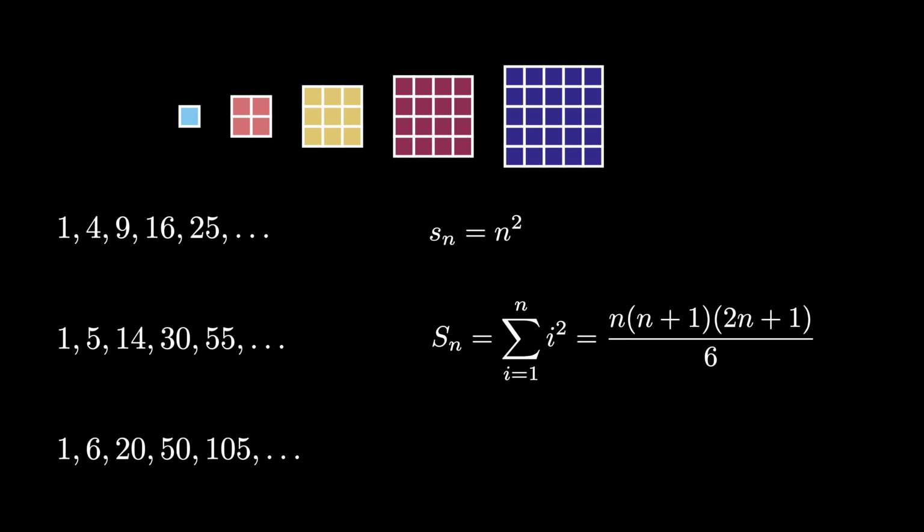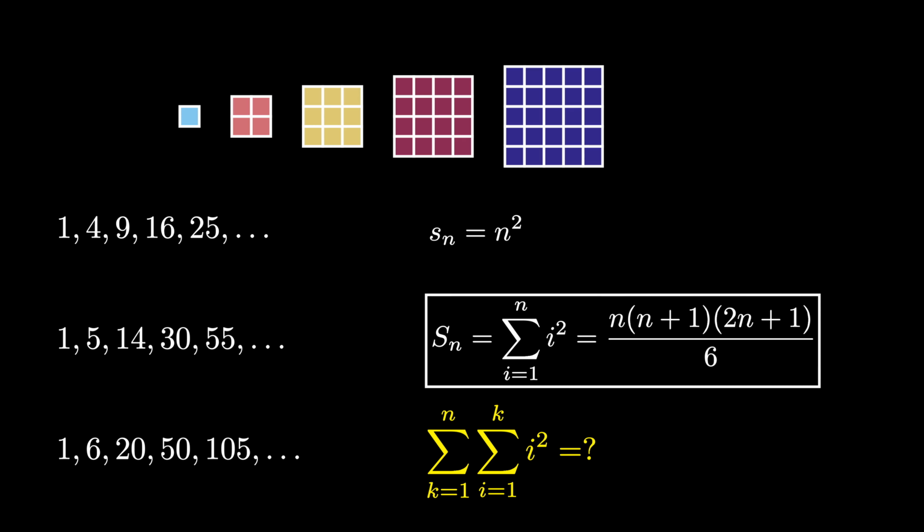Is there a visual technique that can compute a closed form for this sequence? That is, can we find the formula for the sum where k ranges from 1 to n of the sum where i ranges from 1 to k of i squared? It turns out that we can find such a visual proof, and we'll use one of my favorite visual proofs for the sum of the squares formula to find this double sum.